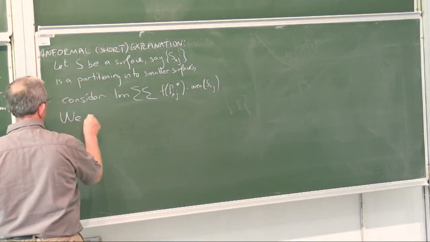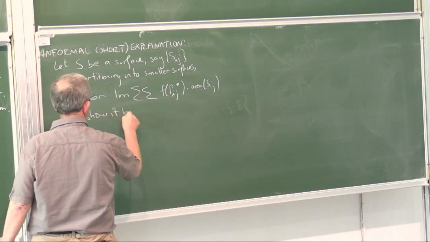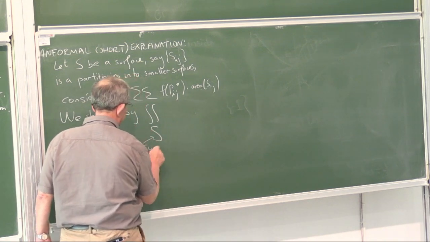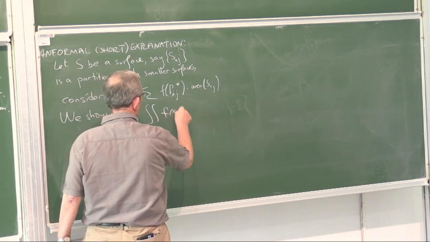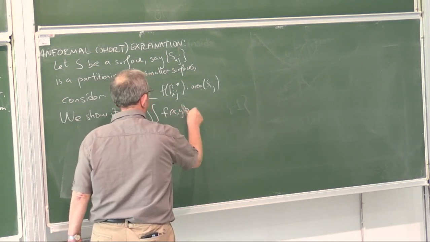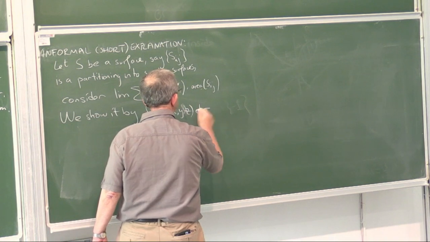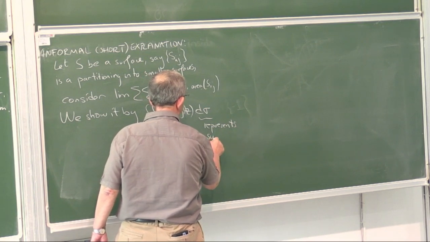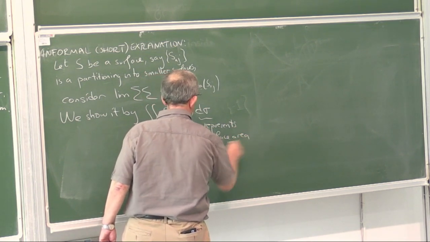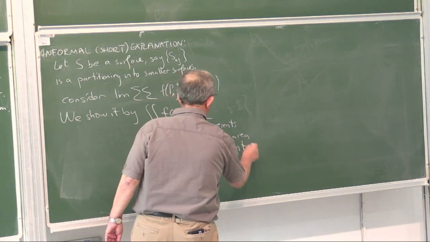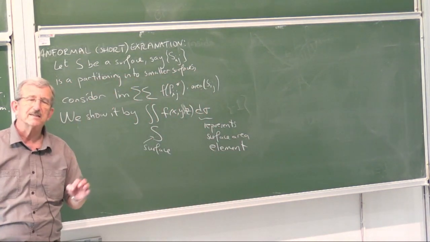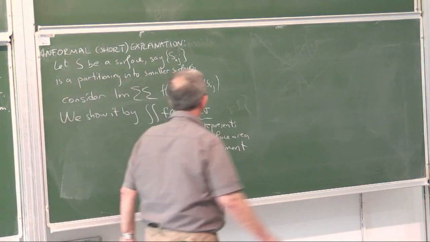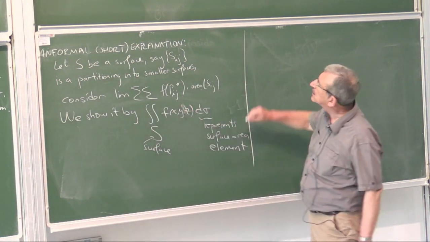We show it by the integral over the surface S of f of x, y, z as well, times d sigma. This represents the surface area element. Now this is very similar to ds, the arc length element, but with one dimension added to it. I will not go into that. But important for us is the following.